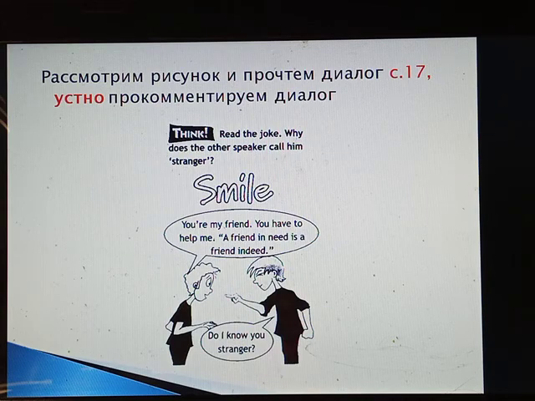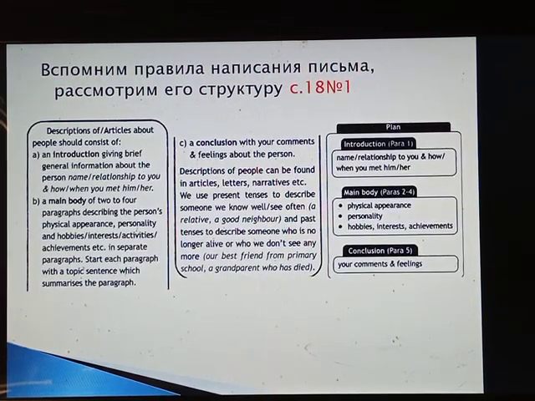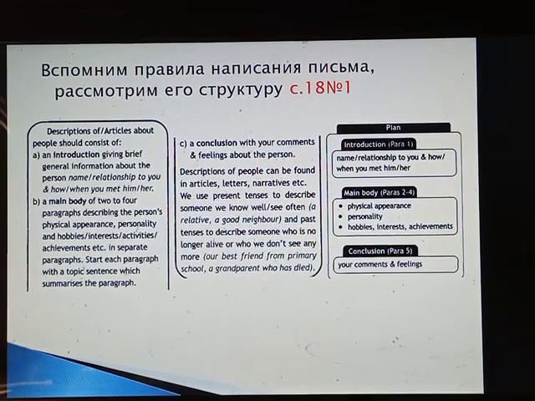As for me, I agree that a friend in need is a friend indeed, but if you demand help from a friend, it is not friendship. You just use the person. But if somebody helps you even if you didn't ask, then it is real friendship. And of course, if you demand too much, the person will stop communicating with you. Don't forget about it. Now, let's remember how to write letters.